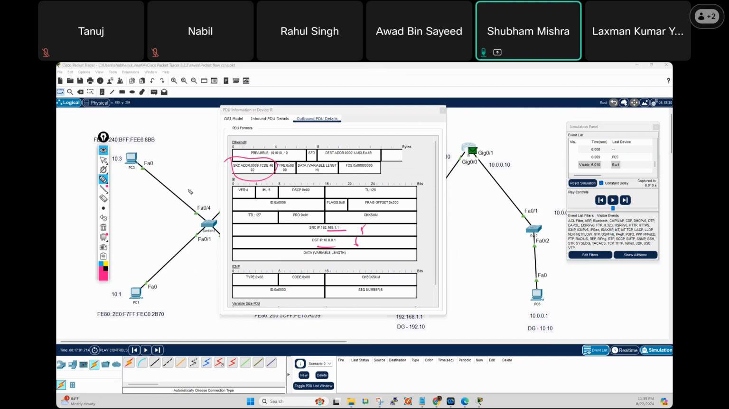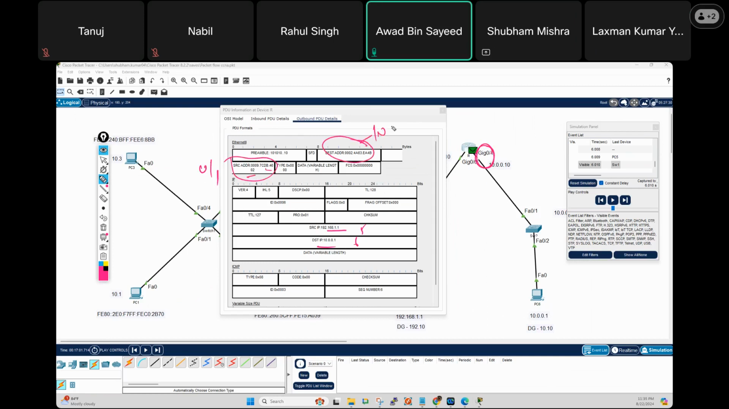Source MAC address is 0/1, 4602. It means this is the MAC address of Gig 0/0/1 interface. Getting my point, everyone? Yes or no? Now, what is the destination MAC address? PC 6, this is the MAC address.